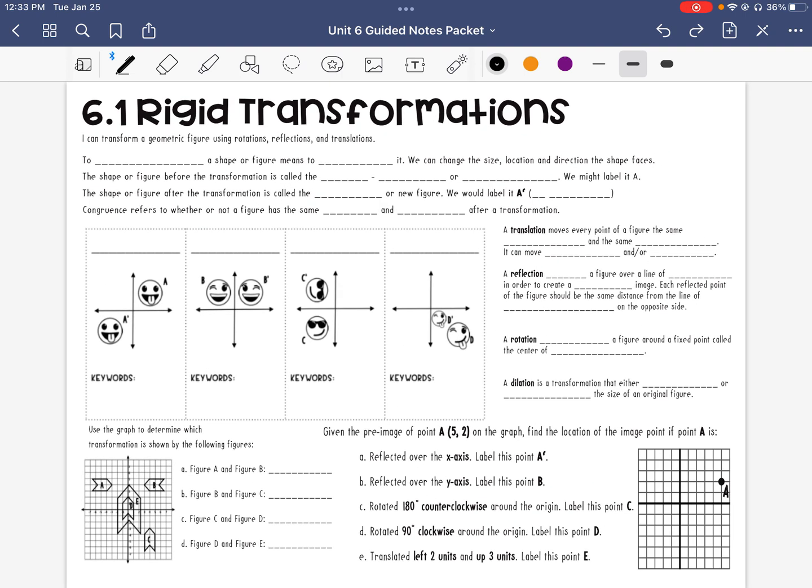So the first thing I want you to do is to watch the YouTube video that I posted of the TED Talk. It's called Pixar, the Math Behind the Movies. So I want you to go ahead and pause this video, switch to that one, and go ahead and watch it first.